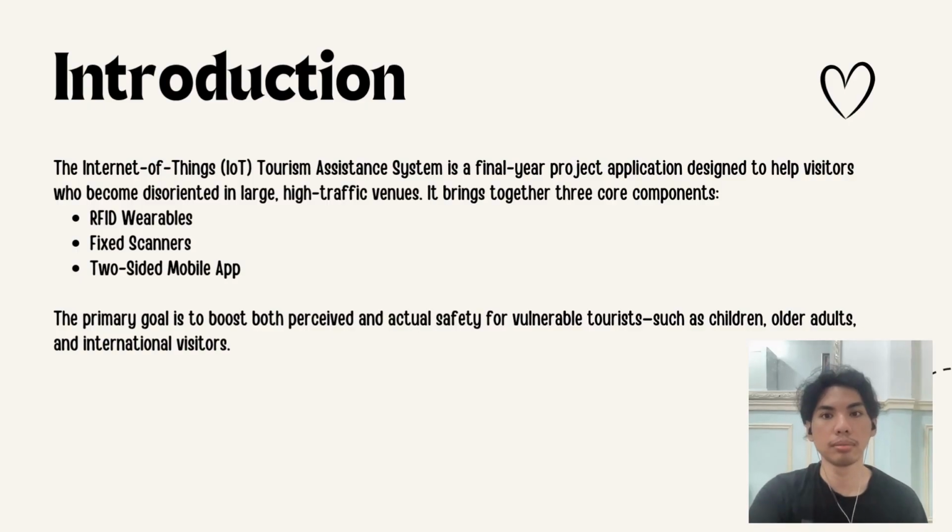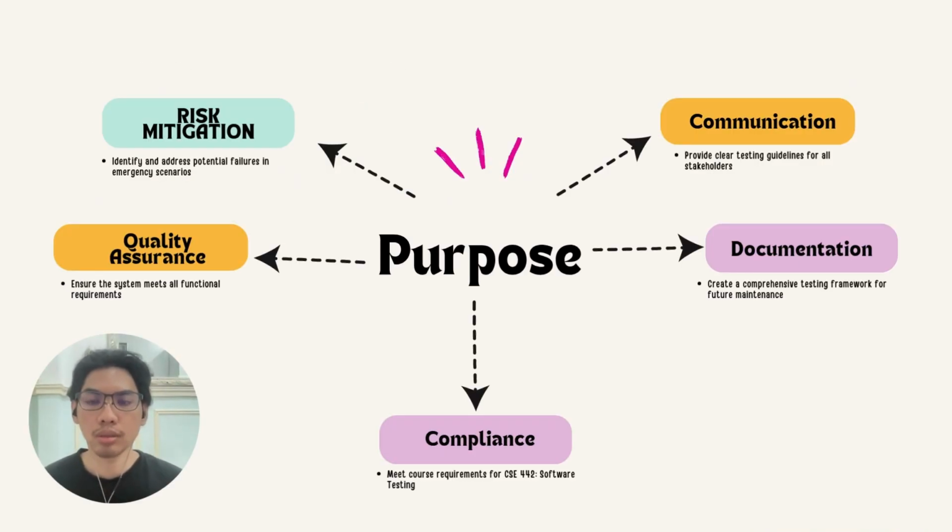international visitors. The purpose of this software testing project is risk mitigation, which is to identify and address potential failures in emergency scenarios; communication, to provide clear guidelines for stakeholders; quality assurance, to ensure the system meets all functional requirements; documentation, to create a comprehensive testing framework for future maintenance; and compliance, to meet the course requirement for CSE 442 software testing.